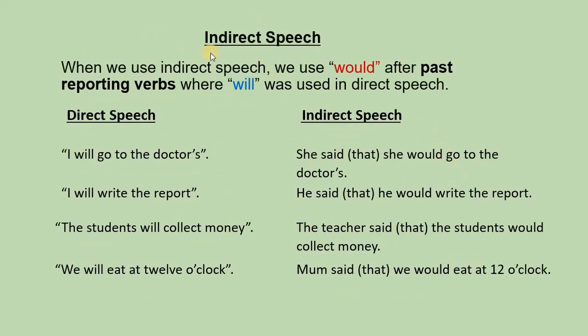Now, let's move on to indirect speech. When we use indirect speech, we use would after past reporting verbs where will was used in direct speech. So we have here direct speech and indirect speech. Example here, I will go to the doctor's. So guys, we are quoting the exact words. We put them in quotation marks, okay, for the direct speech.